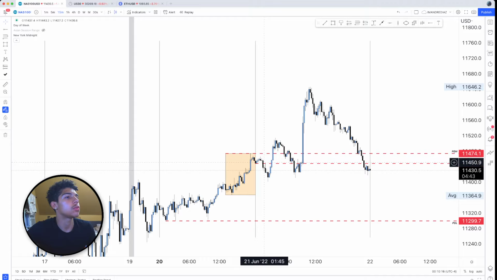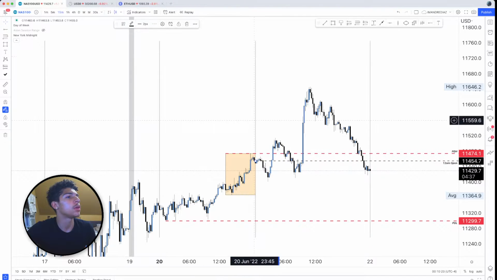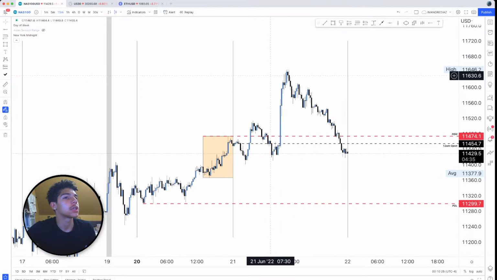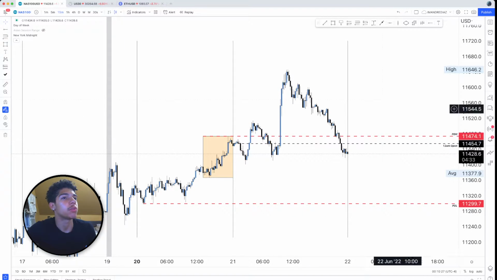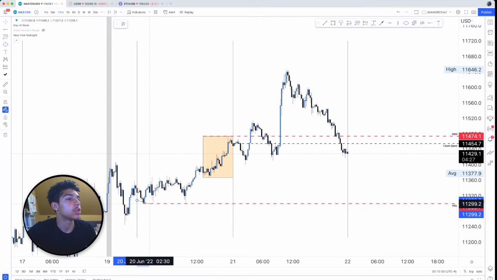That way it didn't open right there, open right there. That is our 12 a.m. open. Boom. First thing I noticed is price ran above the previous day's high and didn't come below the previous day's low, so I already off bet. You could tell that today was a bullish day.